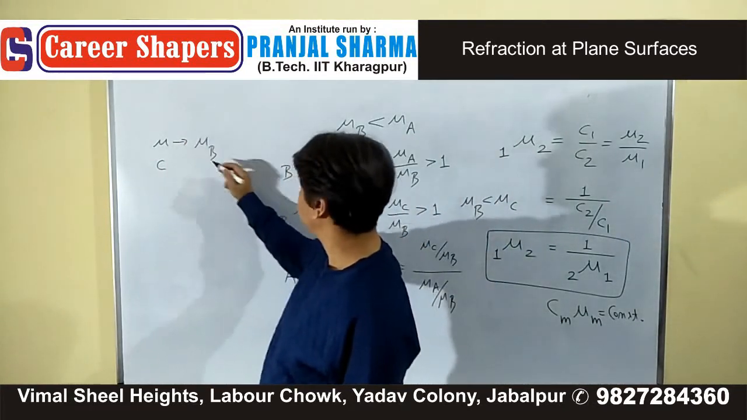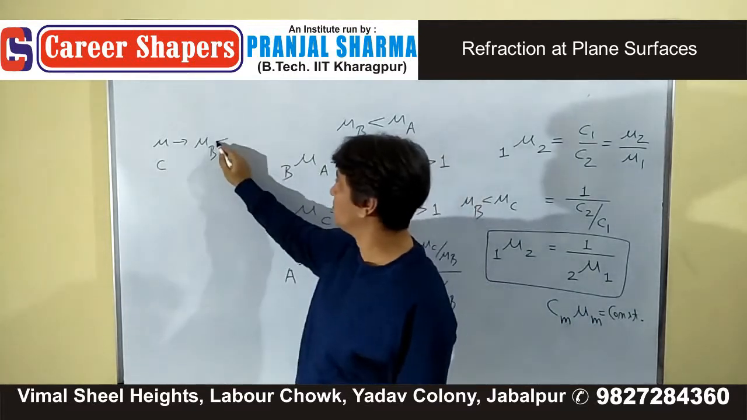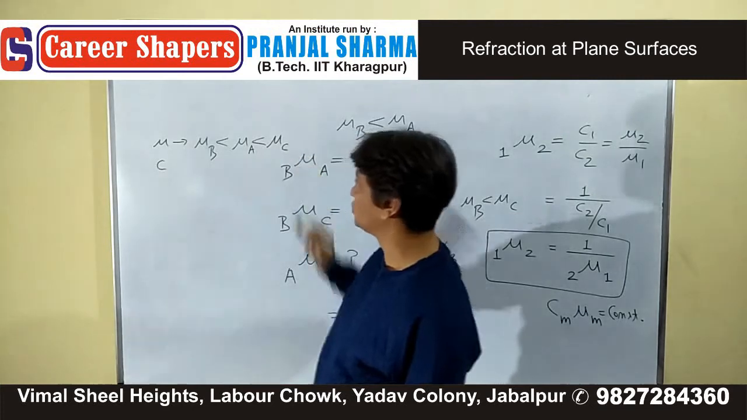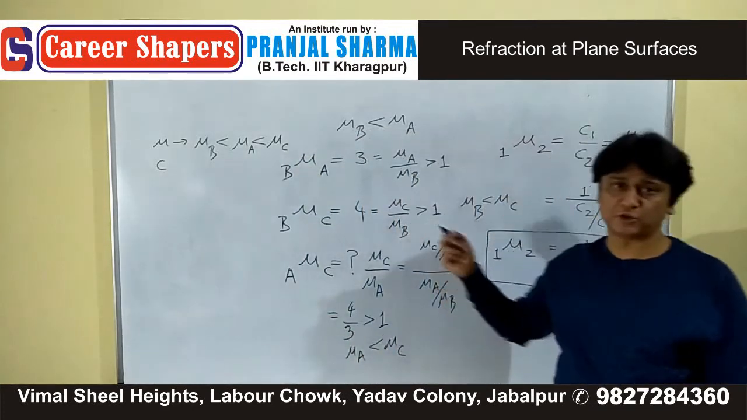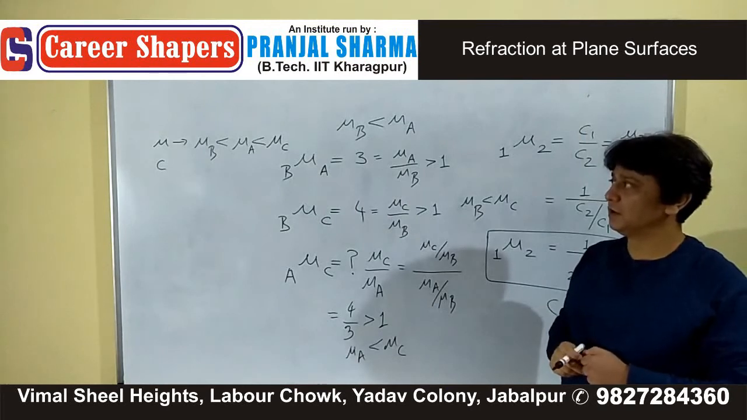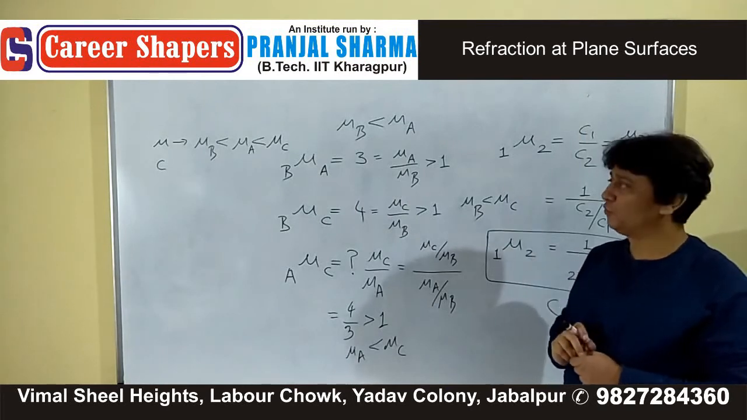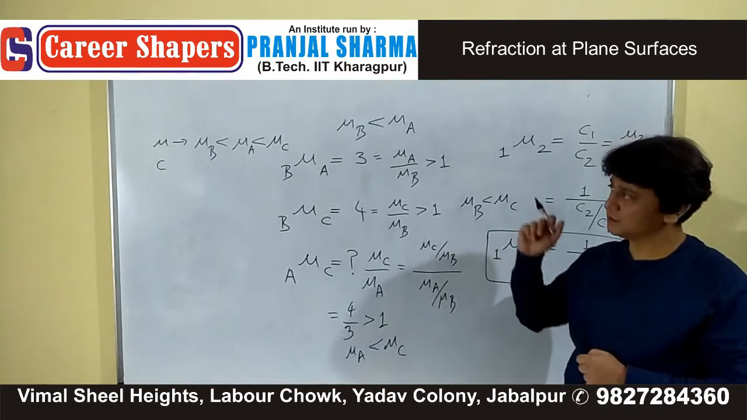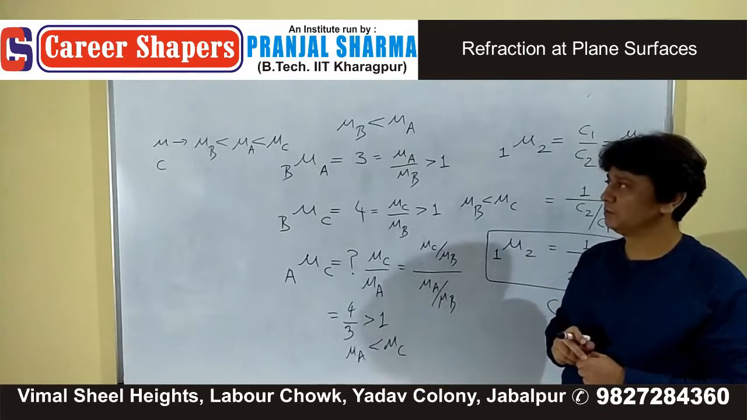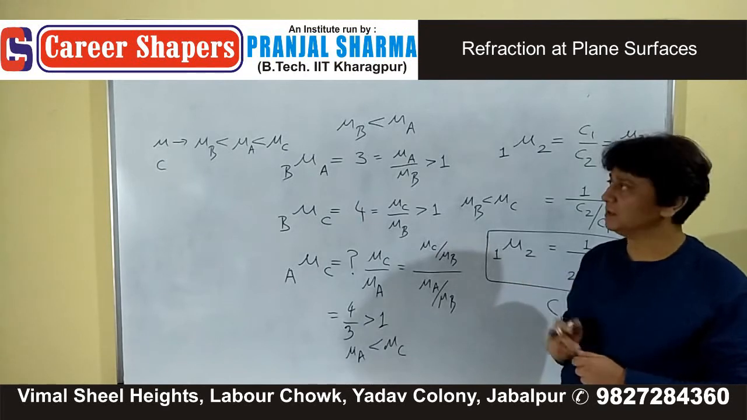Mu B is the least, then comes mu A, and then comes mu C. That's the increasing order of their refractive indexes. Now, note down this, and hopefully you can find the same thing with speed of light. Pause the video, come back and see the solution.